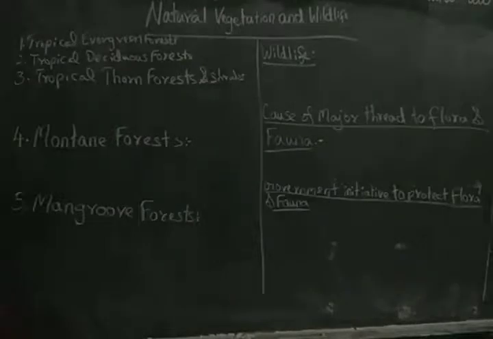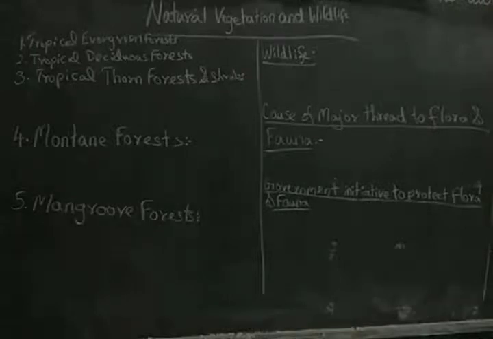Today we are going to see the remaining part of the lesson, natural vegetation and wildlife, as a revision. In the previous lesson we saw natural vegetation, flora and fauna, and the factors affecting it, like climate and temperature. We have also seen the tropical evergreen forest and tropical deciduous forest, and today we are going to see the tropical thorn forest and shrubs.